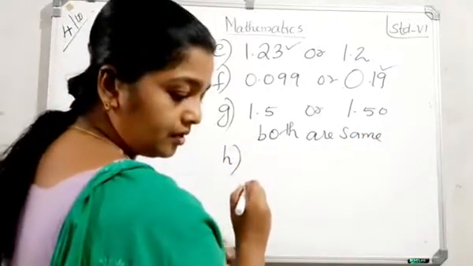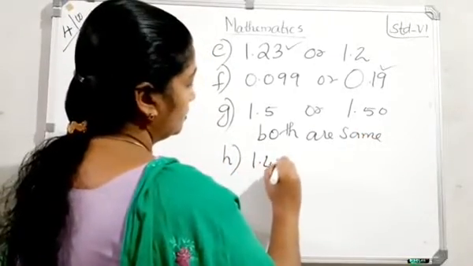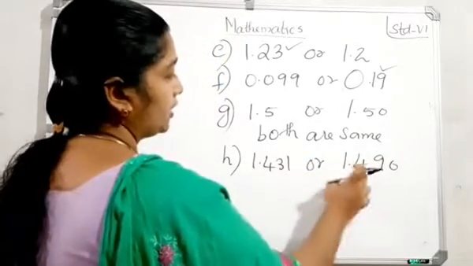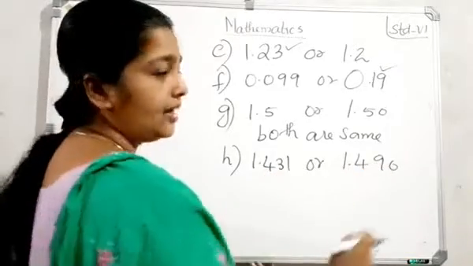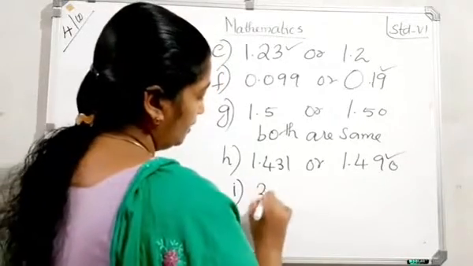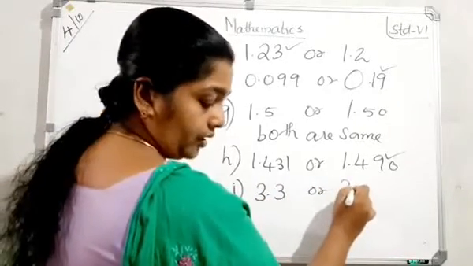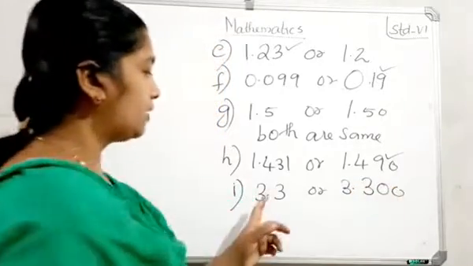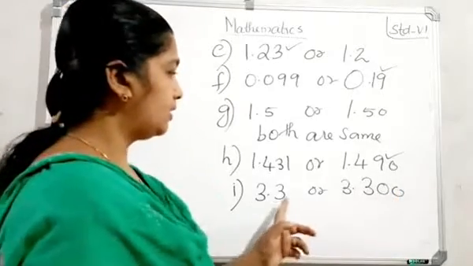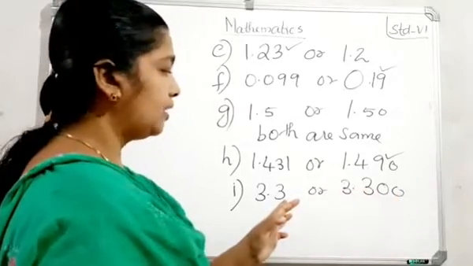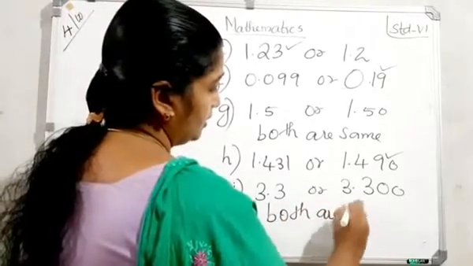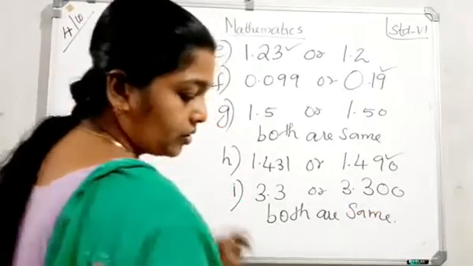H. 1.431 or 1.490. 1.4 here, then 3 and 9. Which is greatest? Yes, 9 is greatest. I. 3.3 or 3.300. How can we read 3.3 and 3.300? Here there is no value, then the place value is 0. Therefore here no value. So both are the same. The last question.